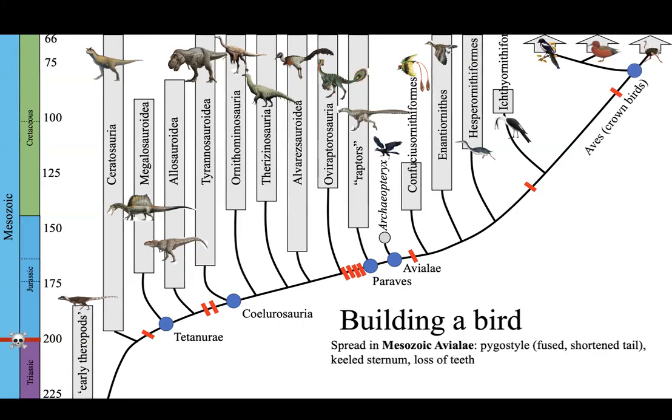The first is the pygostyle. So the avian version of that thing that oviraptors, you've already seen, also evolved on their own. And so that is a shortened tail, and then the distal caudal vertebrae are all fused together to host like the tail fan that modern day birds have.